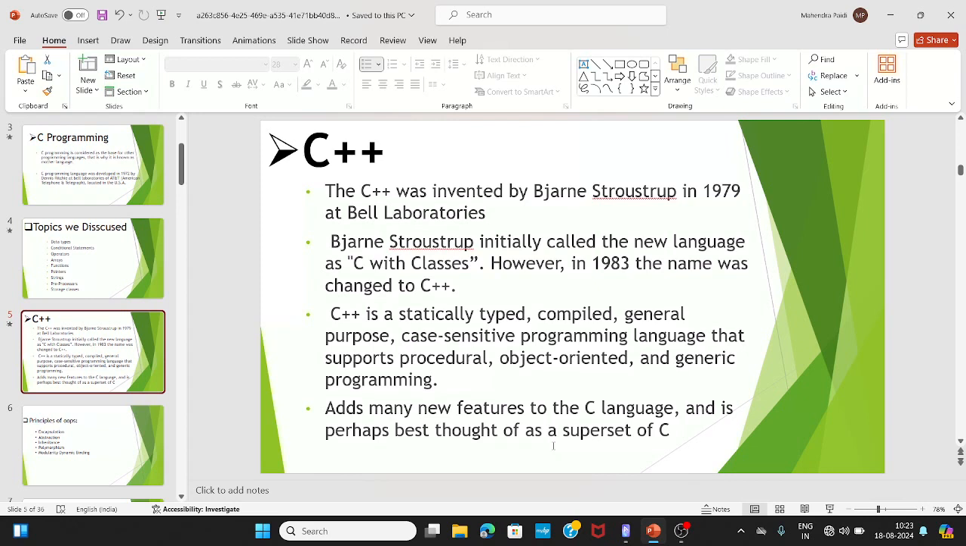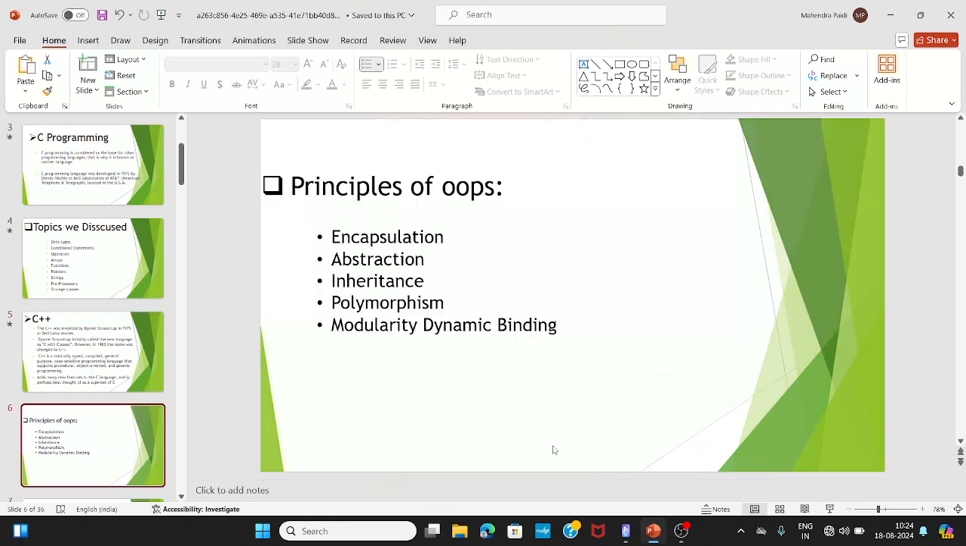C++ is a statically typed, compiled, general-purpose, case-sensitive programming language that supports procedural, object-oriented, and generic programming. It adds many features to the C language, and it is perhaps best thought of as a superset of C. It is an object-oriented programming language. What are the principles of OOPS? Encapsulation, abstraction, inheritance, polymorphism, modularity, and dynamic binding.